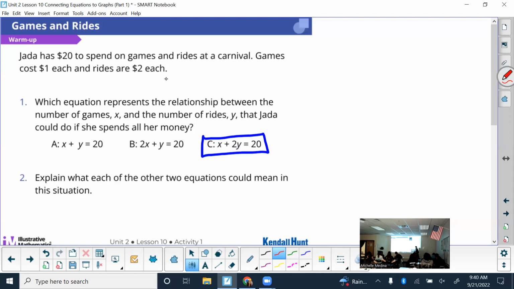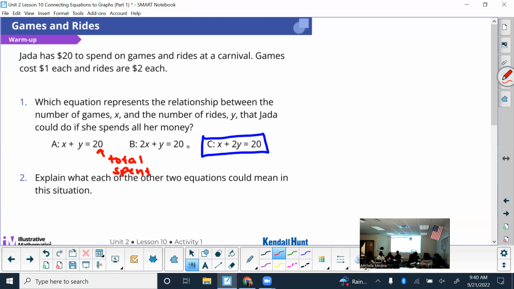All right, Allison, what does equation A suggest about the situation? How much money she spent total? And then on this side, this one is how much money she has afterwards. Yeah. All right, let's see those hands again.